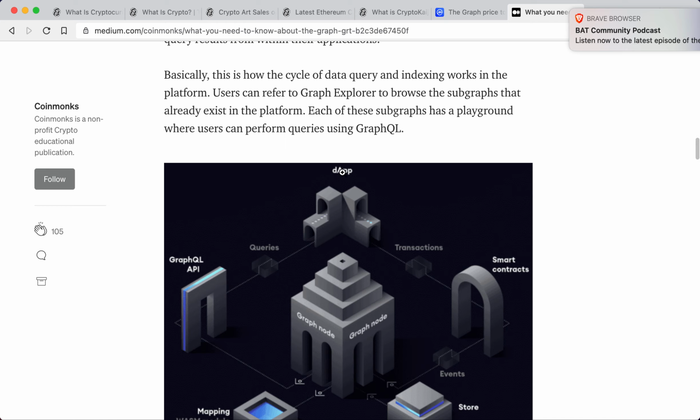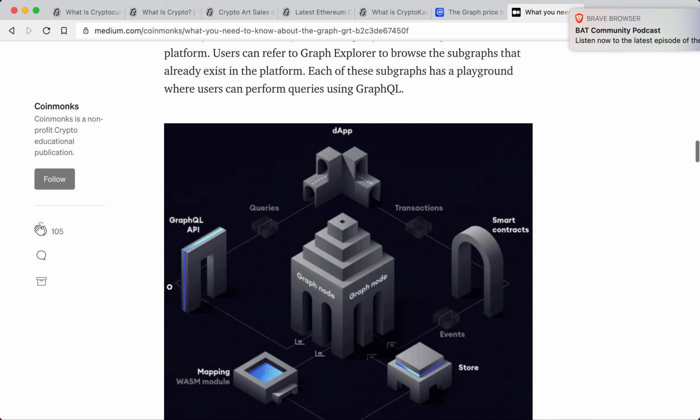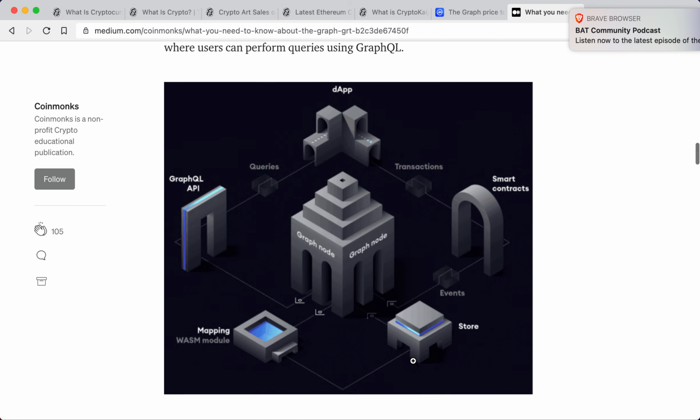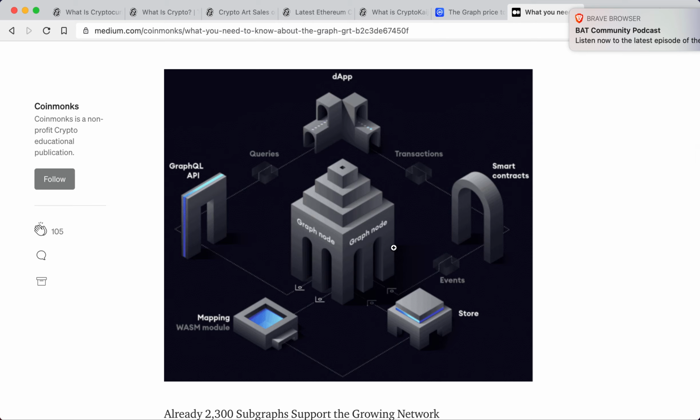So this is how it kind of works. These are dApps, and that's a decentralized application. Transaction, smart contract. These are doorways. Queries, GraphQL APIs, another doorway, and mapping, and a store. So I think this is just a graph to explain what The Graph is trying to accomplish. Pun not intended. So it's a graph, and they're also called Graph.